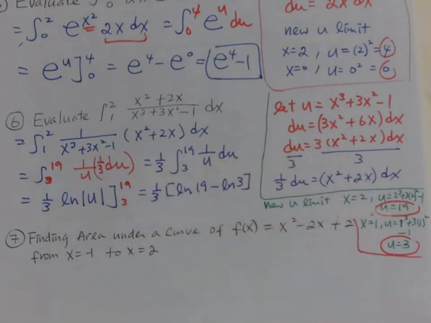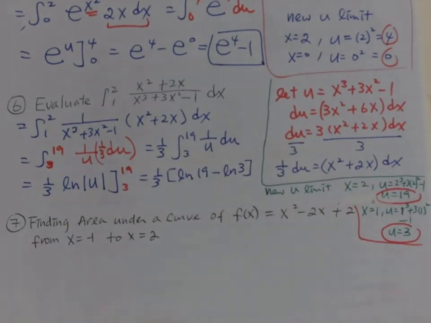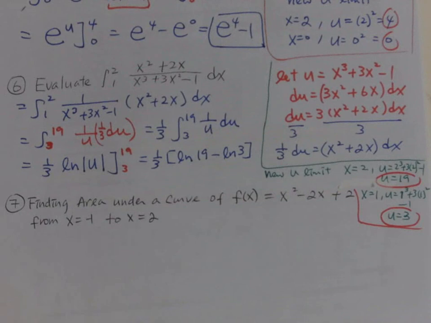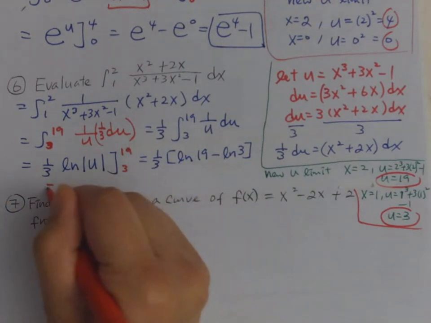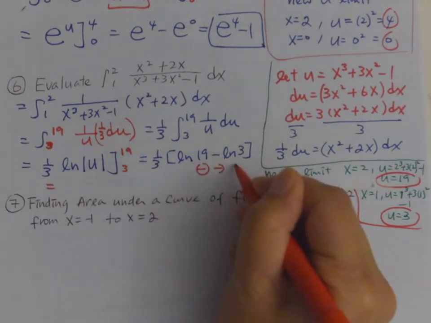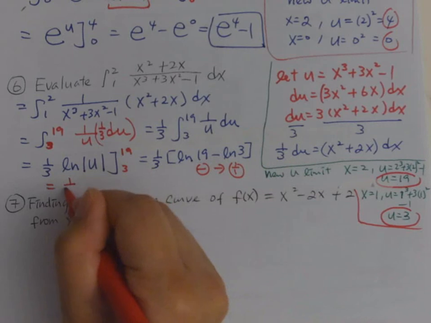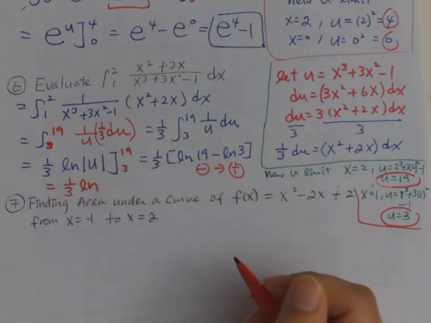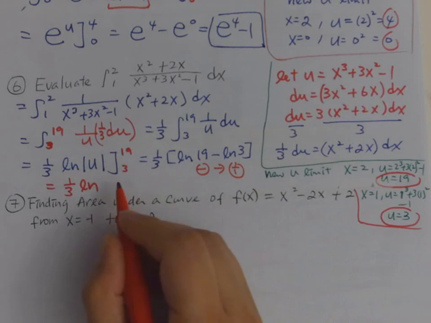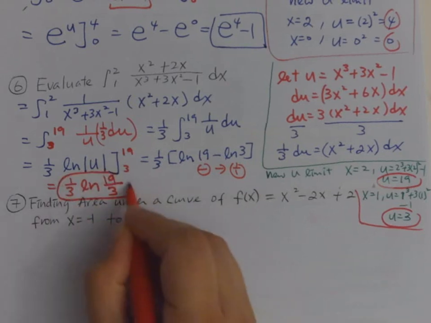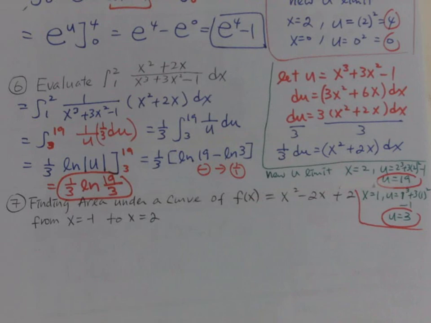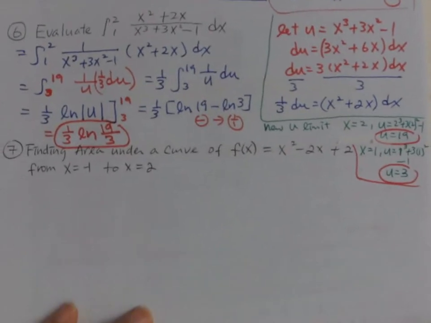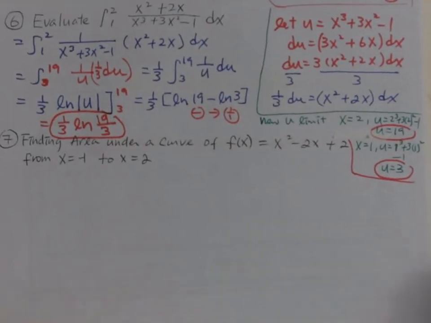Anybody remember a property when it's logs subtracting? You can write it as a single log, and subtraction becomes division. So this is 1/3 ln of 19 divided by 3. Alright. Okay. So it requires lots of different skills for this one. Let's stop here and then we will start one more video. Is that okay?